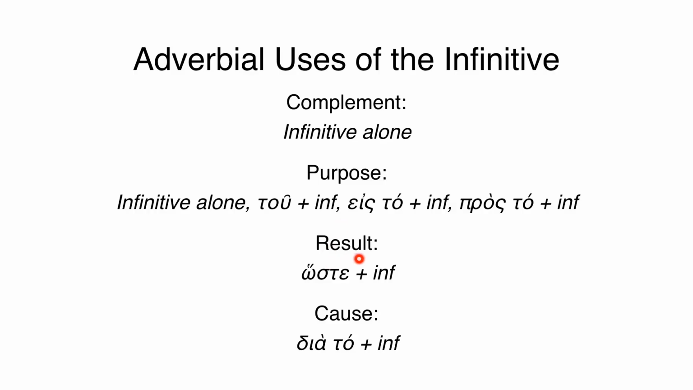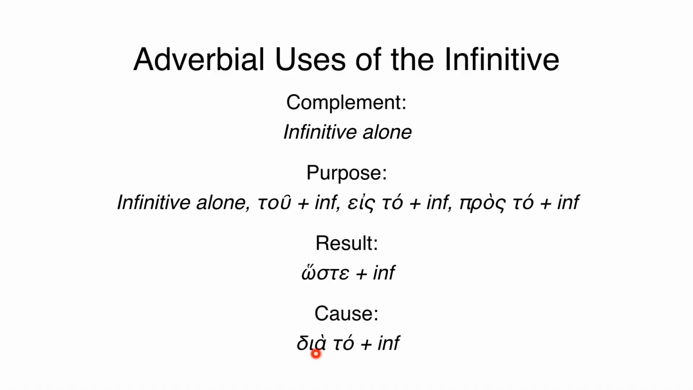The third adverbial use of the infinitive is to indicate result, and for this we have the construction hoste plus infinitive. Such and such action was performed with the result that. The infinitive will be used in that way. The reverse of this is cause, and we find that with dia to plus infinitive. Dia to plus infinitive indicates the cause of an action. He said this because he wanted to, whatever it might be.